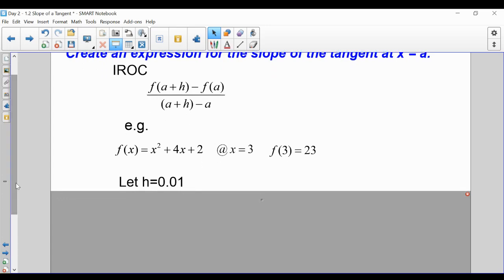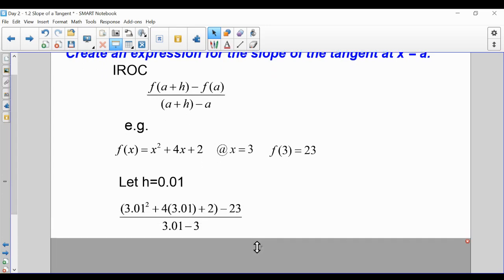And hopefully you can remember that from last semester. So here's the calculation. 3.01 squared. So we take it and we put it into the function, right? Plus 4 times 3.01 plus 2. So that's going to give us the value of the function at 3.01. We minus from that the actual value at 3, which is 23. And then we divide that by the x value. So 3.01 minus 3.